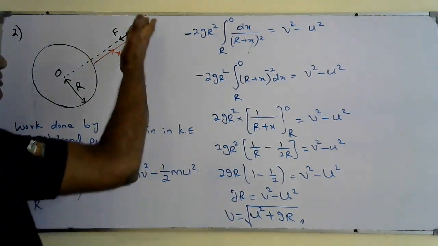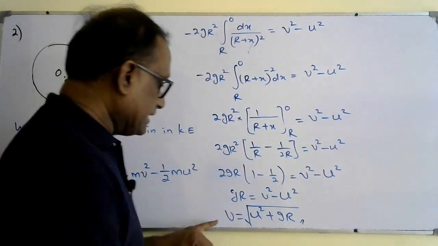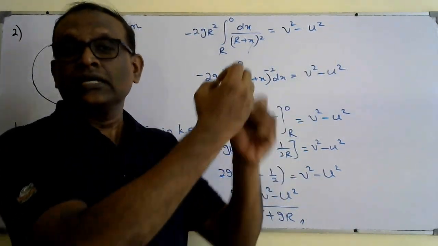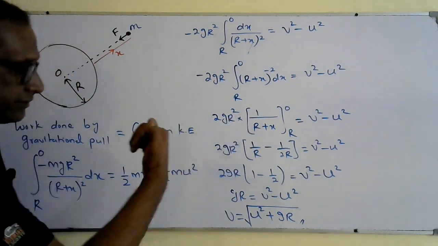So you know that when it moves towards the surface, the magnitude of the speed is increasing because of the work done by the gravitational pull, u squared plus gr. So that means it's increasing.